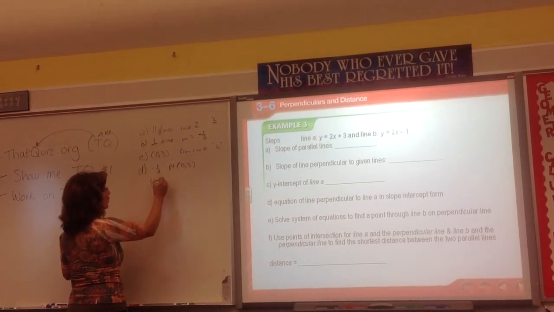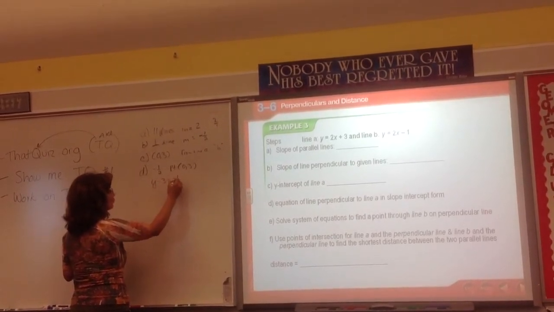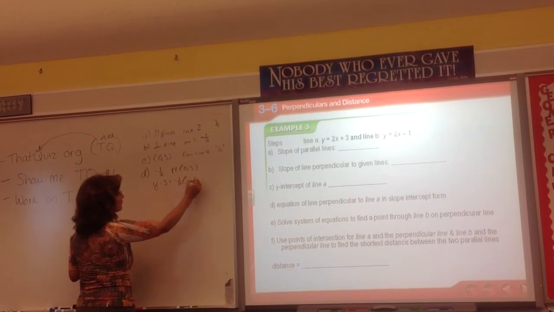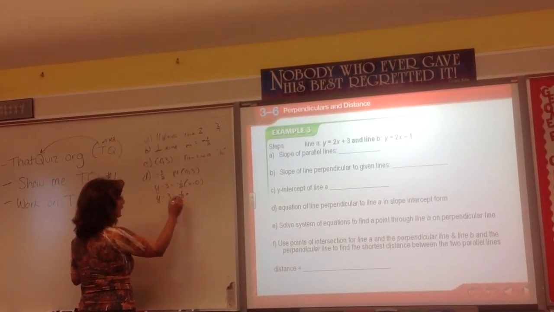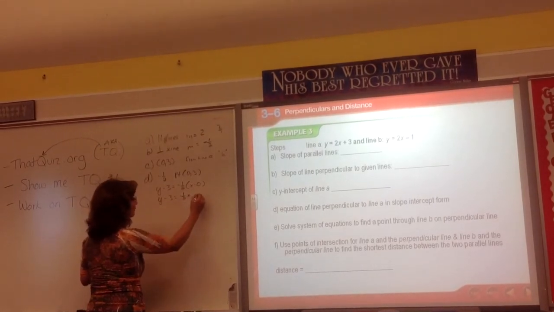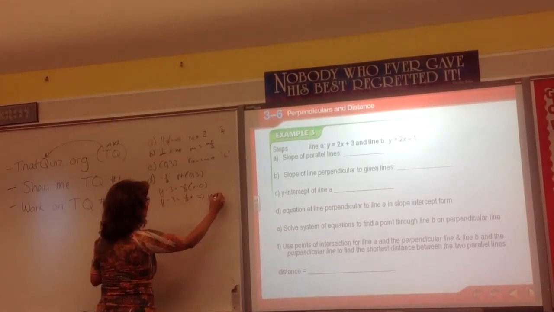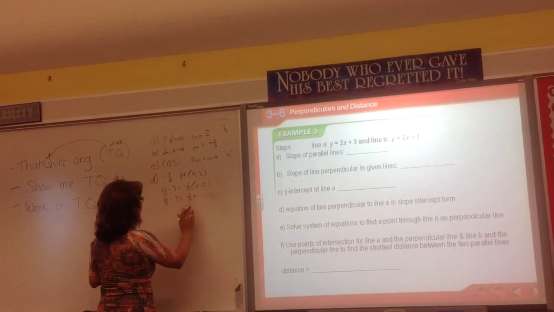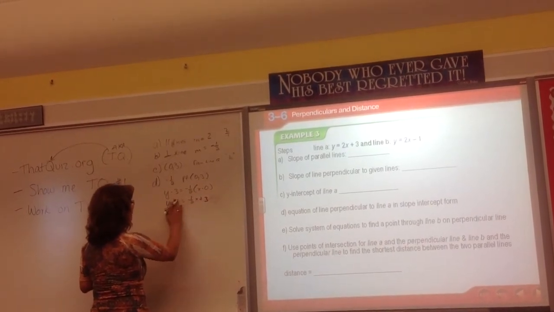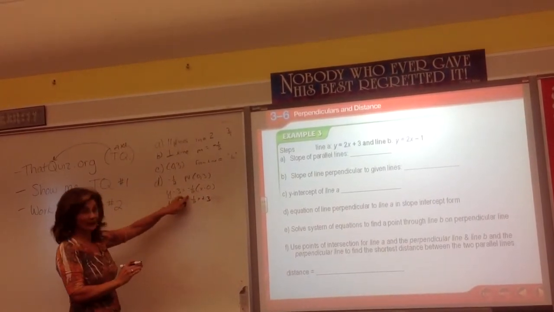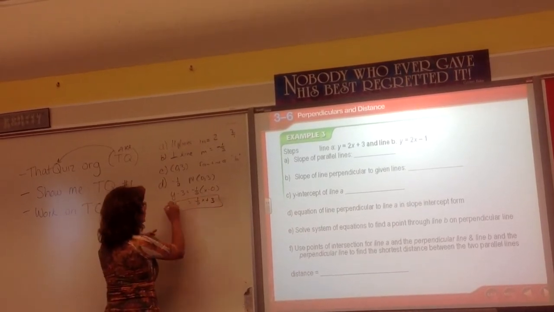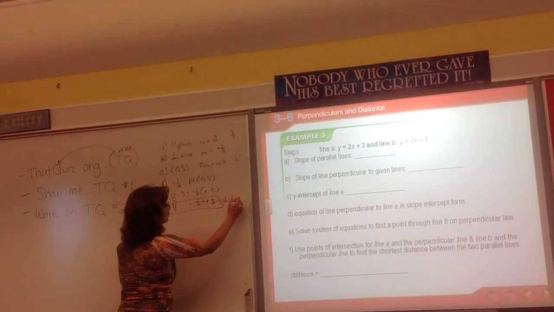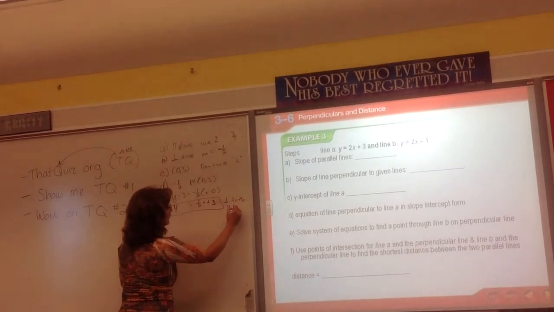Y minus y sub 1 equals the slope times x minus x sub 1. Y minus 3 equals negative 1/2 x. Add 3 to both sides, and we get y equals, let's do it this way. Add 3 to both sides, that's going to make a 0 here. Y equals negative 1/2 x plus 3. This is perpendicular to the parallel lines.